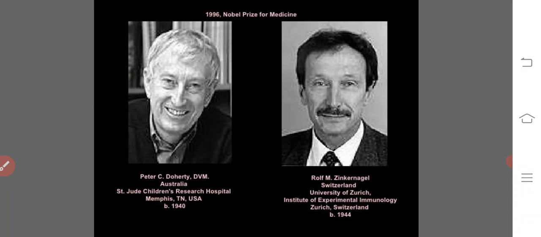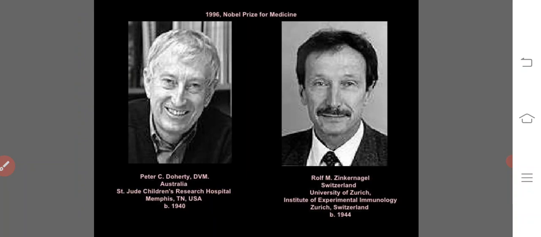Rolf Martin Zinkernagel received the Nobel Prize in the year 1996, shared with Peter C. Doherty, for the discovery of how the immune system recognizes virus-infected cells. Viruses infect host cells and reproduce inside them. Killer T cells destroy those infected cells so that the viruses can't reproduce.